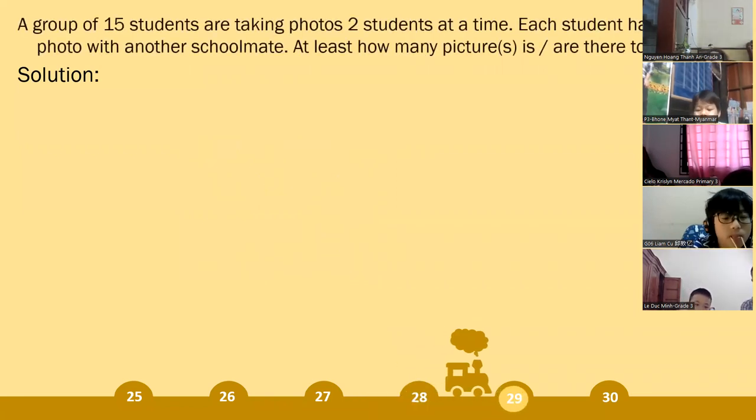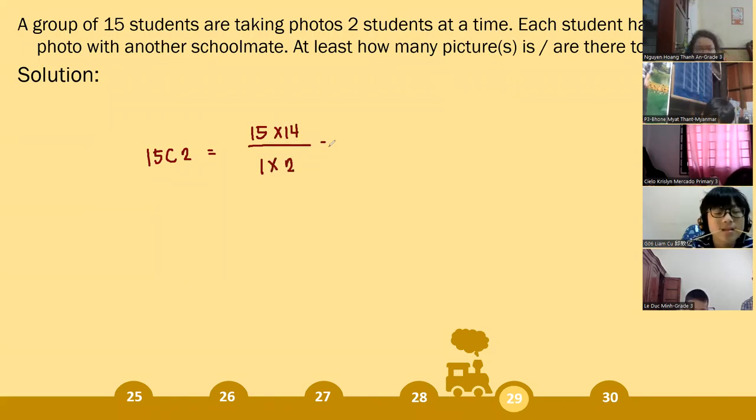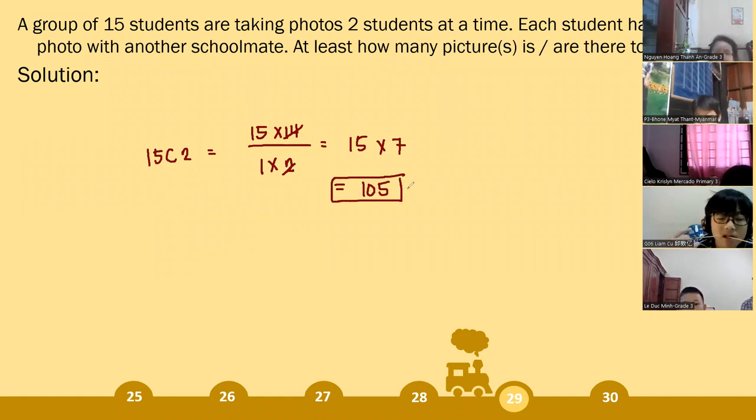Next, a group of students are taking photos, 2 students at a time. Each student has to take a photo with another schoolmate. At least how many pictures are there to be taken? Okay, this is very easy. This is just 15 choose 2, or 15 times 14 over 1 times 2. So you have 14 divided by 2, that's 7. So you have 15 times 7, that is equal to 105. That's the answer.